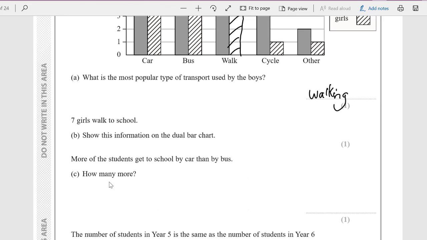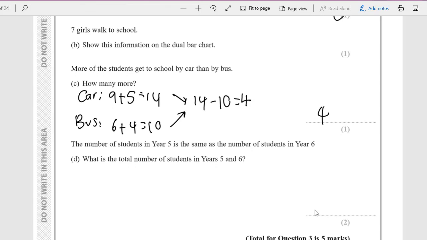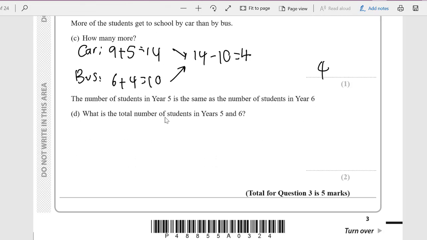So let's record that information. So car, 9 plus 5 equals 14, and then bus, 6 plus 4 equals 10. So using that information, 14 minus 10 equals 4. So 4 more.